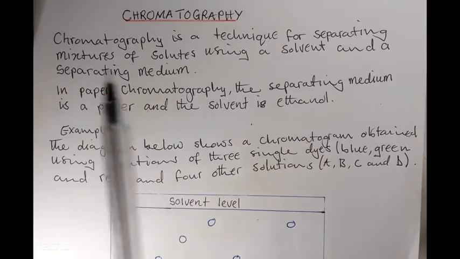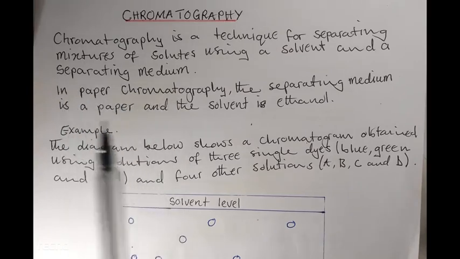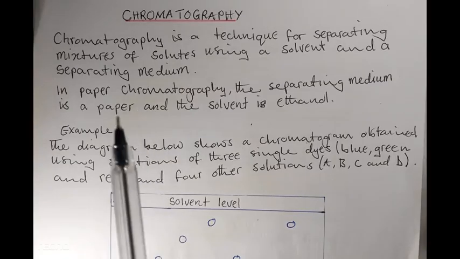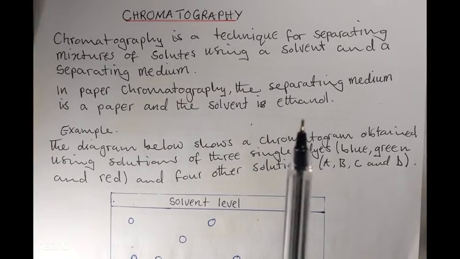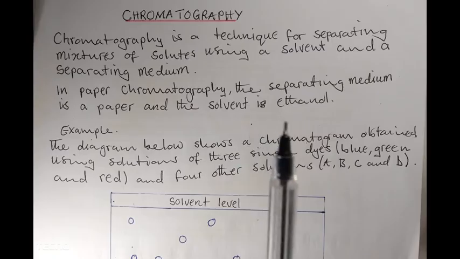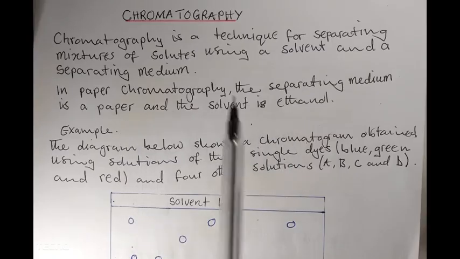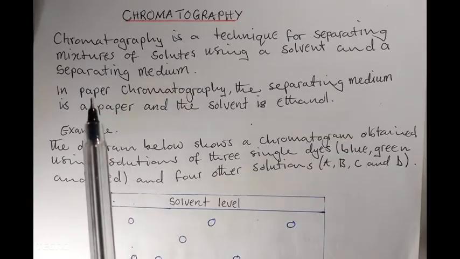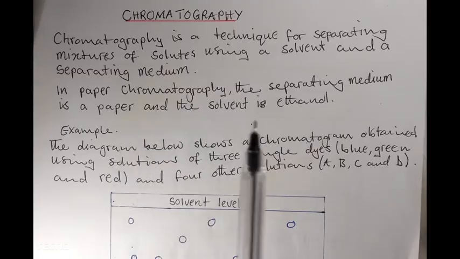In this process, the separating medium is what we call paper, and the solvent is ethanol. So there is ethanol, and also a separating medium, which is paper. This is the reason why it is called paper chromatography, because paper is used.